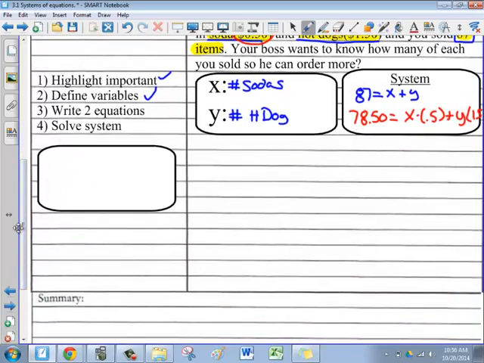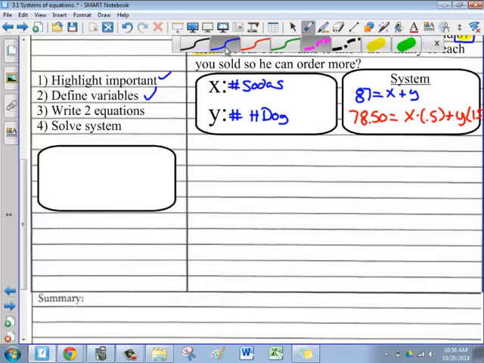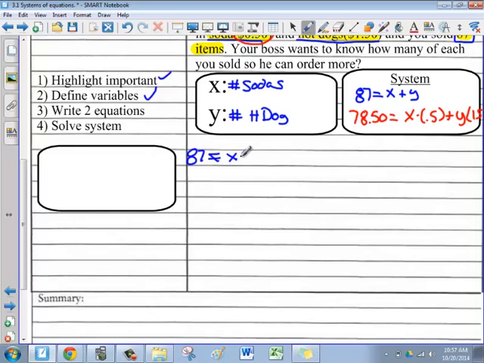Let's solve this using substitution. I'm going to solve for either X or Y here. So let's take this equation down. I've got 87 is equal to X plus Y. Let's subtract X from both sides. And so I've got 87 minus X is equal to Y. So I know my Y is in terms of X, and now I can take this and plug it into my Y right here.